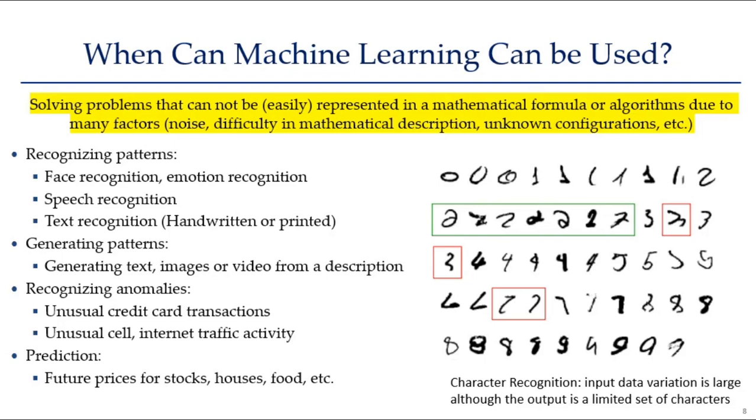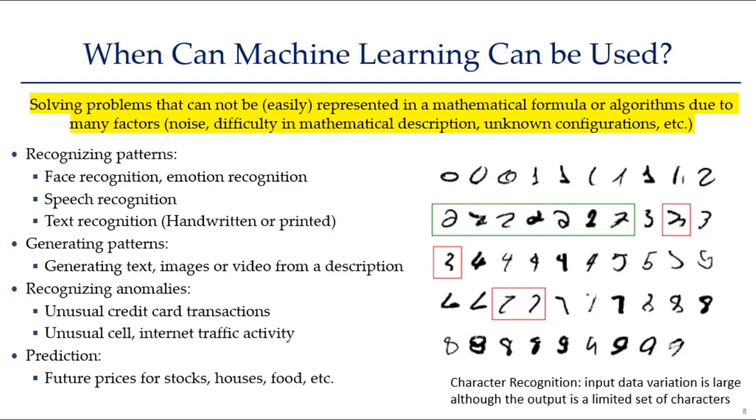Examples of these problems include pattern recognition, where varying lighting condition or camera position could affect the outcome. This includes face recognition, emotion recognition, speech recognition, text recognition. There are also pattern generating problems, which require some artistic touch and cannot be modeled easily or mathematically. There is also recognizing anomalies, where anomalies are often hidden in a clever way inside regular cases and are very difficult to detect.